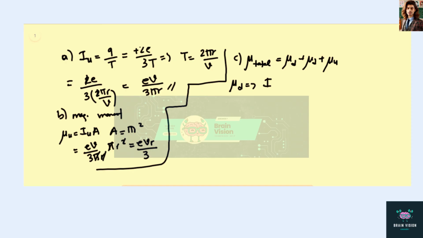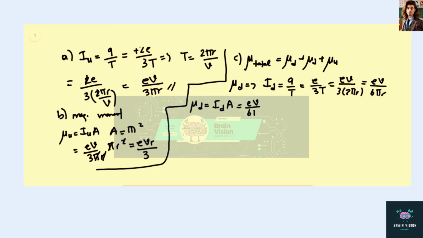First, we can calculate I down, which is Q over T, calculating the magnitude, e over 3T. Then substituting for T, it is ev over 3 times 2 pi r, which is ev over 6 pi r. This is just a current. Now, in order to get to the magnetic moment, we have to multiply it with the area, right? So ev over 6 pi r squared. r's are going to cancel, pi's are going to cancel. For the magnetic moment of the down quark, we're going to have evr over 6.